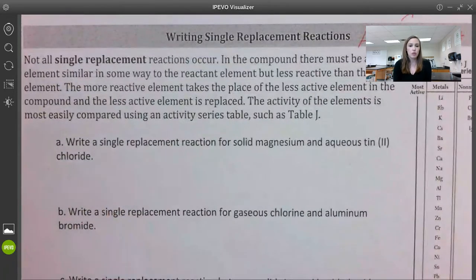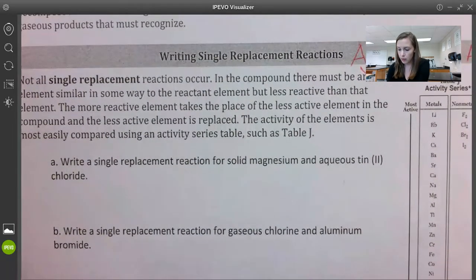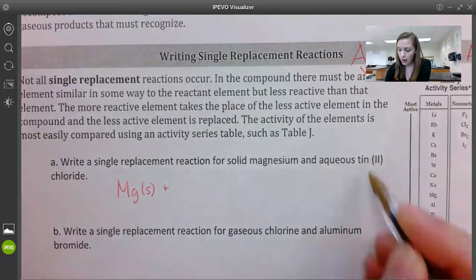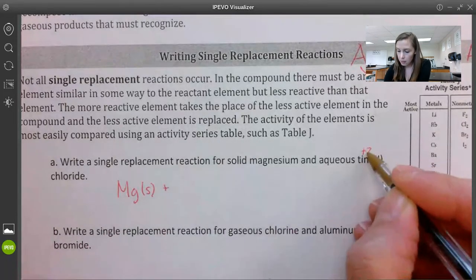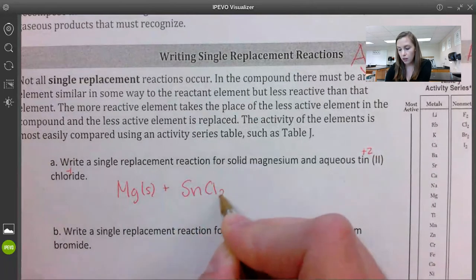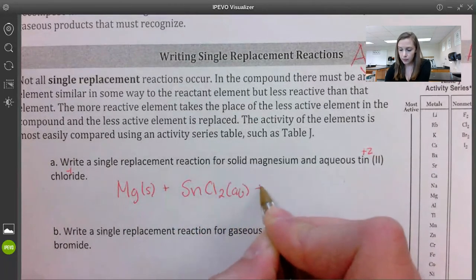So here we're going to write a single replacement reaction for solid magnesium and aqueous tin 2 chloride. In our single replacement reactions, almost always the compound is going to be aqueous, which will be important. So here I'm going to have magnesium, which is our solid, and then tin 2 chloride. Tin is going to be +2, chlorine is -1. So this is going to be SnCl2, aqueous.